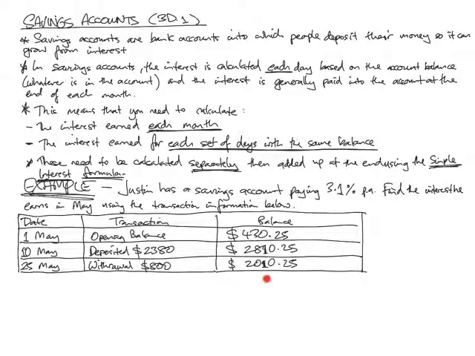So that brought his balance down to $2010.25. So reading into that again, from the 10th to the 24th of May, he had $2,810, and then on 25th to the end of May.